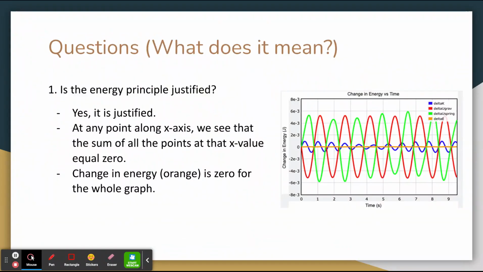And our "What does it mean?" question number one asks, is the energy principle justified? It is justified because at any point along our x-axis, so let's say if we choose this point, if we add up all the values of the points above and below, we get 0. And that's what this orange line represents, the change in energy. And for the whole graph, we can see that it's always 0.